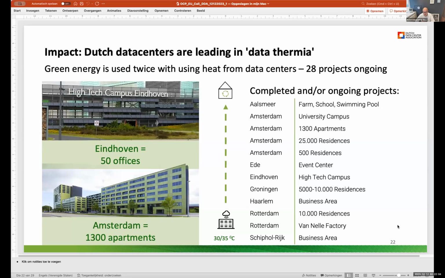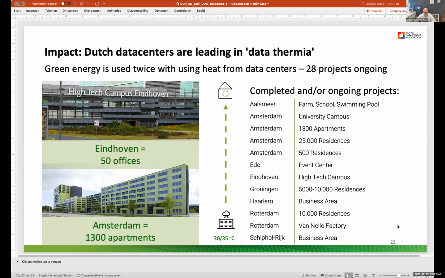Also, a big topic that we worked on is residual heat. We call it data thermia because all the other geothermia, sewage thermia are called like that. So we have called it in the Netherlands data thermia, or waste heat or residual heat. But we have 28 projects ongoing. In 2017, we made a big announcement saying you can have all our heat for free, come and get it. So most data centers in the Netherlands have been built with already the possibility to supply heat.